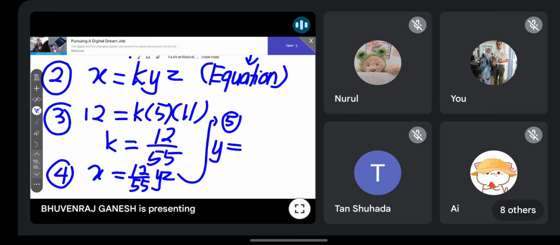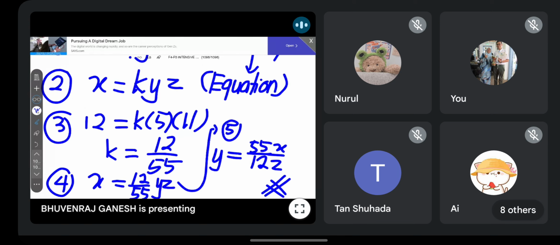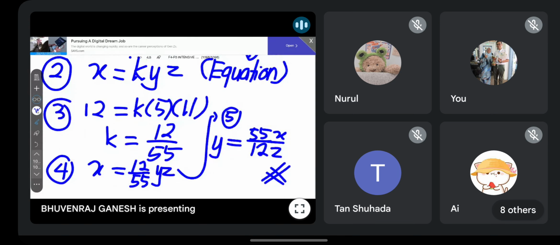Okay, so now, if you want to express Y in terms of X and Z, you will get Y equals to 55 over 12 X over Z. Okay, guys? Understand? Cara nak jawab soalan ni? Are you all clear? This is how question will come out in the exam. Ini cara dia. Any question? If all clear, boleh react? Clear? With this, kita dah habis dah recap untuk 1.1.